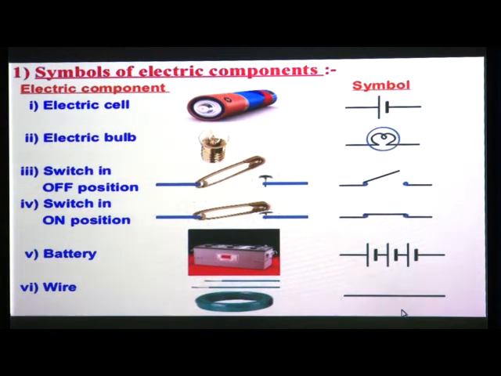Here are some electric components. Which are the electric components here? Electric cell, electric bulb, switch in off position, switch in on position, then battery, and then wire. And see these symbols carefully, then you will get whatever information I will explain in our next point. Okay, so let us move to our next point.